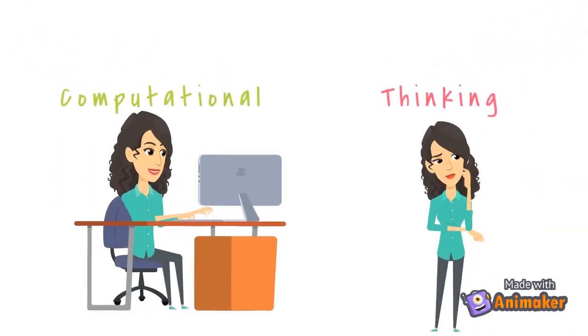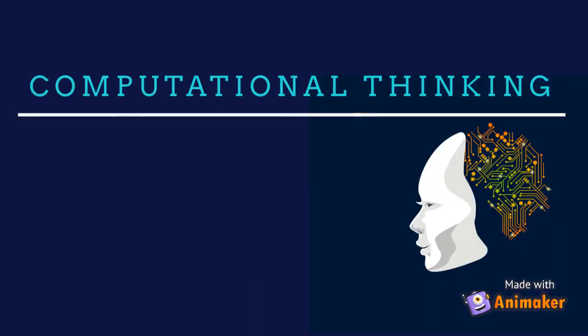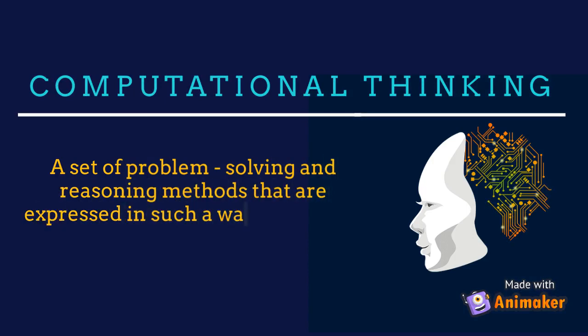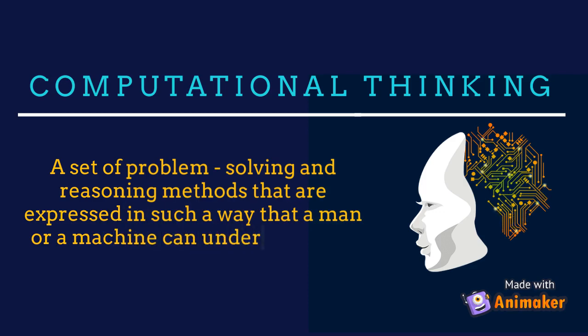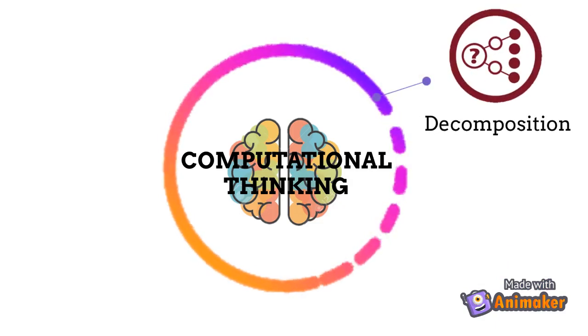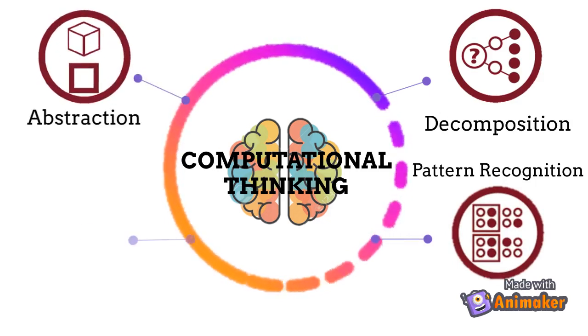So, computational and thinking together make computational thinking, which means a set of problem-solving and reasoning methods that are expressed in such a way that a man or a machine can understand and perform them. The process of computational thinking is divided into 4 steps, namely decomposition, pattern recognition, abstraction, and algorithm.